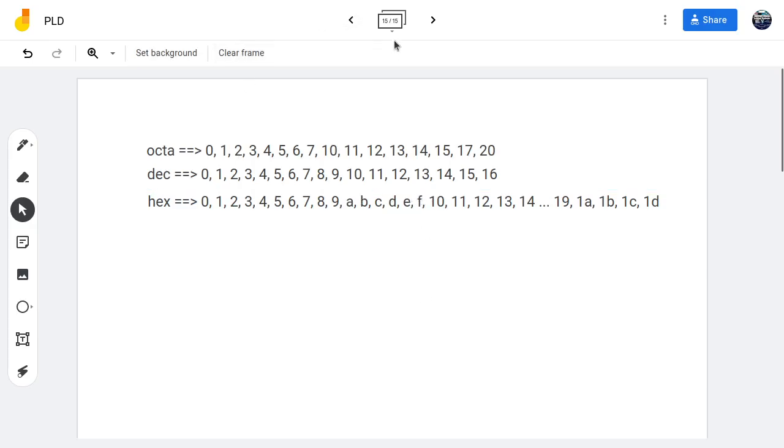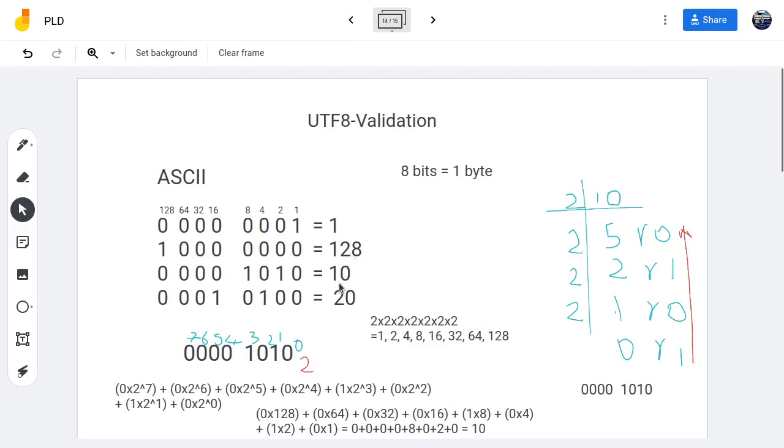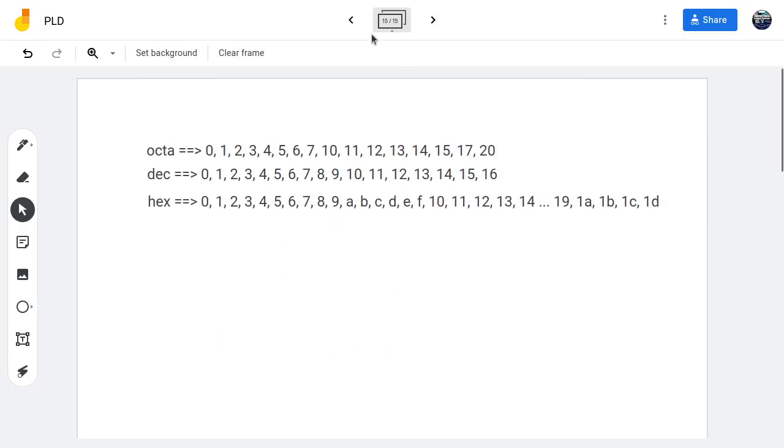Now let's go back to this guy. So 10 will be A, and 20 will be what I don't know. I'd like to write a C program that converts decimals to hexadecimals.